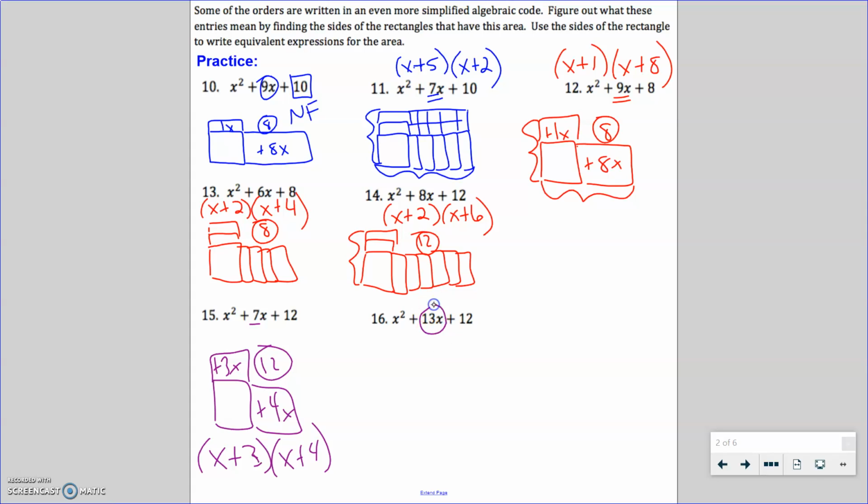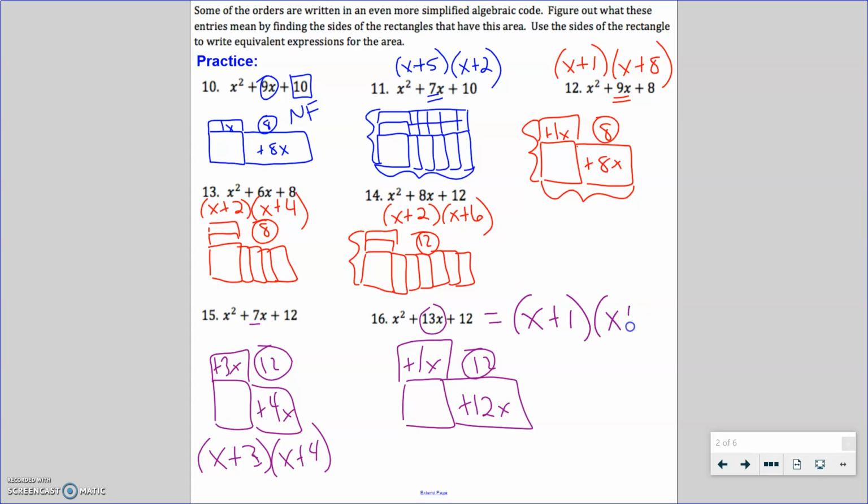Last one, I have 13 rectangles to work with. I'm not going to draw this one out, obviously. But what if I put one rectangle over here and the other 12 over here? That's where I'd get those 12 little pieces. So in standard form, it's x squared plus 13x plus 12. In factored form, I can do x plus 1 times x plus 12.